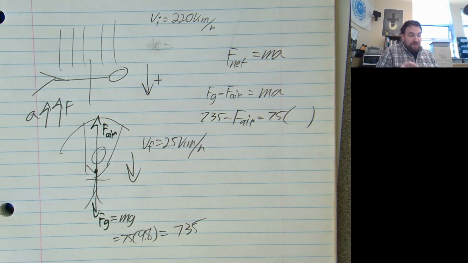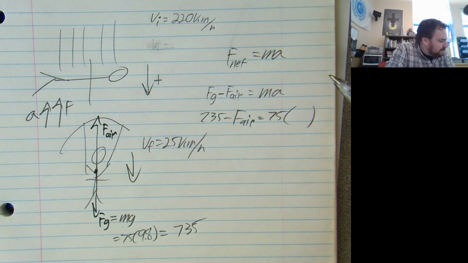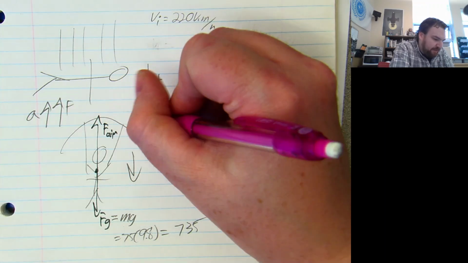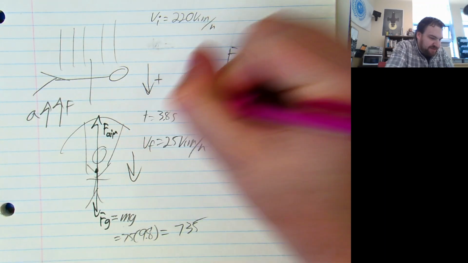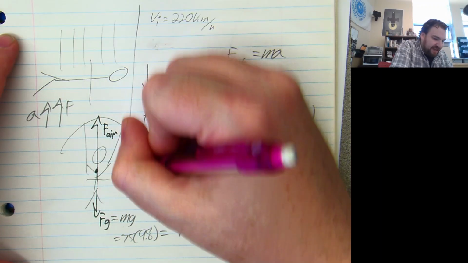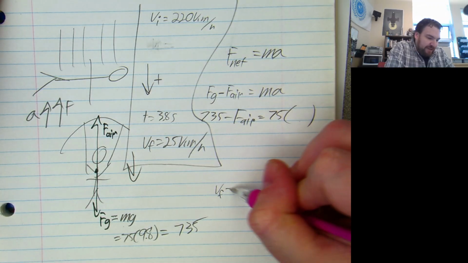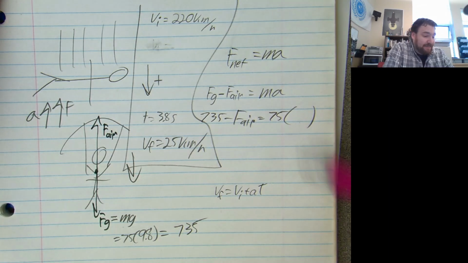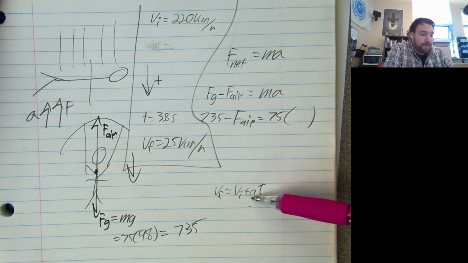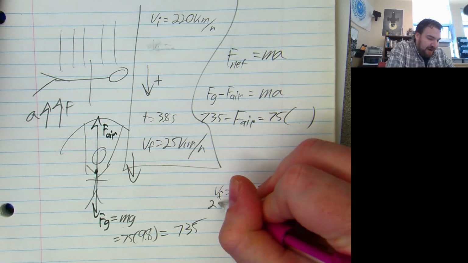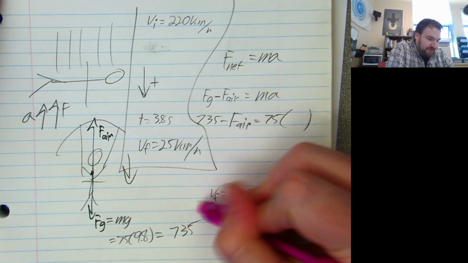whatever the acceleration is. And we don't know what the acceleration is. So we have to use kinematics to go ahead and find that. And we're told she slows down in 3.8 seconds. So we're going to use this kinematic information to find her acceleration. And then we're going to plug that in here and solve for the force. So V final equals V initial plus at. This is the kinematic equation we're going to use. We have a time, we have a VI, we have a VF. We're looking for a. So VF is 25 kilometers per hour, which I have to turn into meters per second.